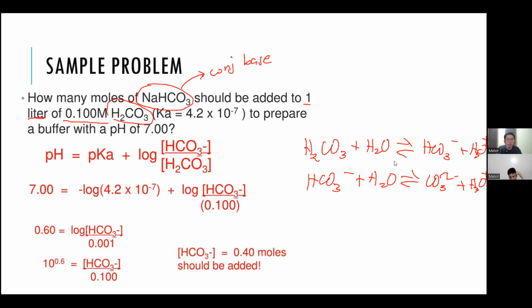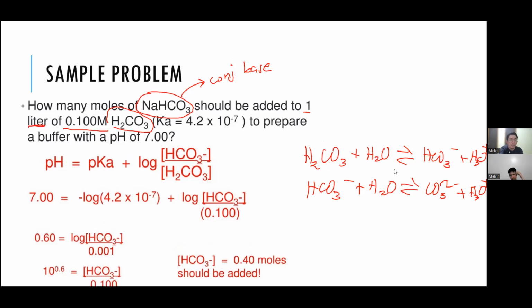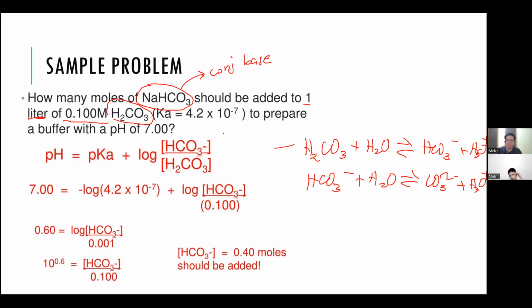Kanino yan associated? Sa first or sa second? First. Okay, correct. So, sa first yan associated ha. Dito yan. Medyo mataas na yung value nito.